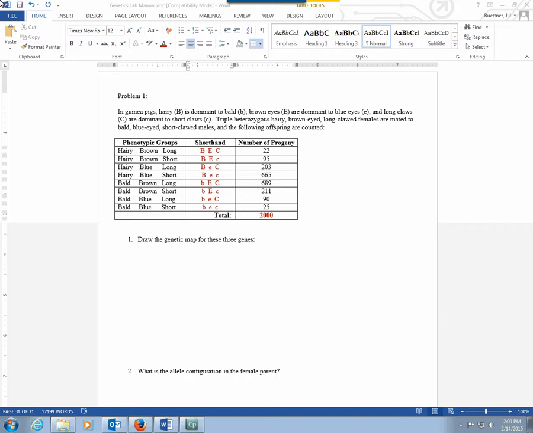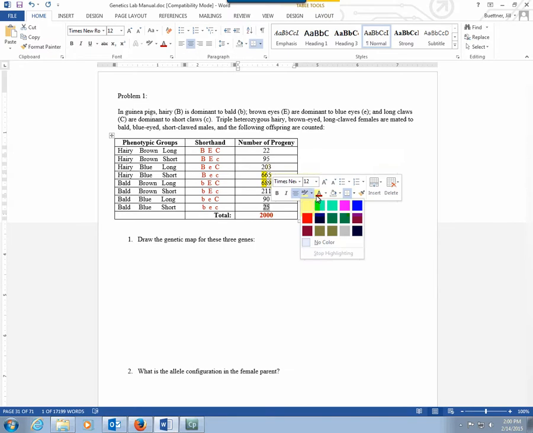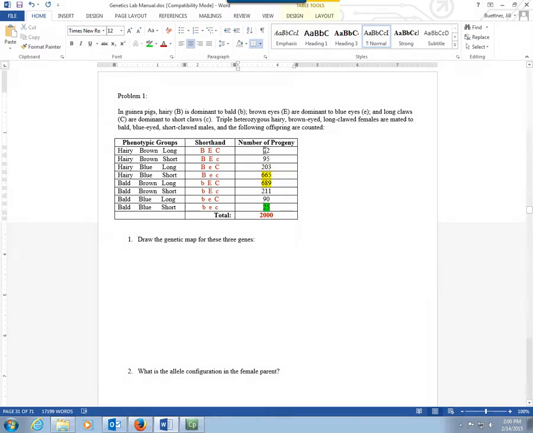The first thing you want to do is identify your parentals, and I'll just highlight these. That's another parental here. And then your DCOs, maybe a different color, and DCOs here. So your parentals are the 665 and the 689. Your DCOs are 25 and 22.